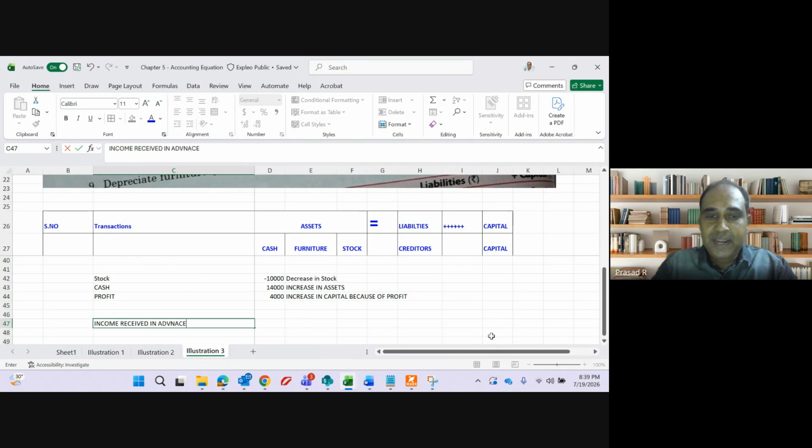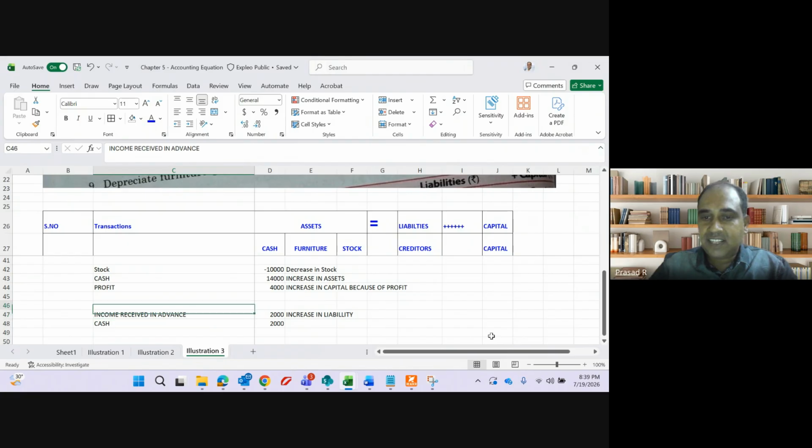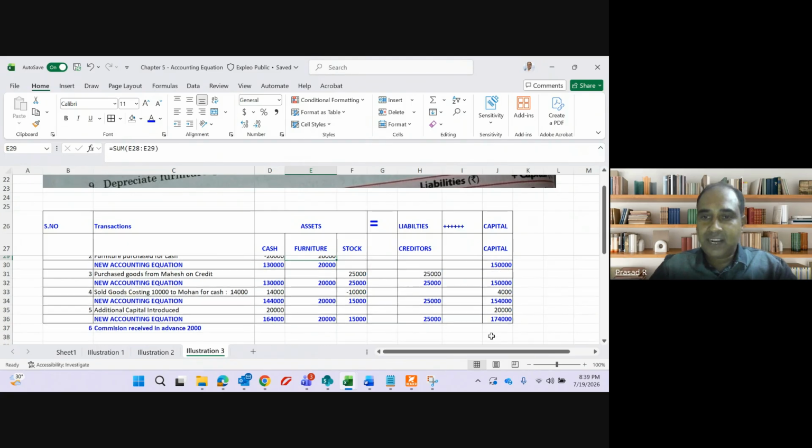This will increase my, in which category does it have to come? It will increase my liability. How much? 2,000 rupees. And I am receiving cash, so it will increase my assets. So two places I have to show this.